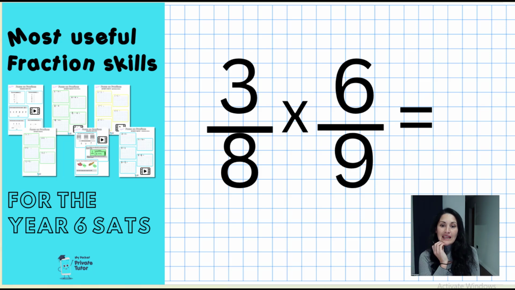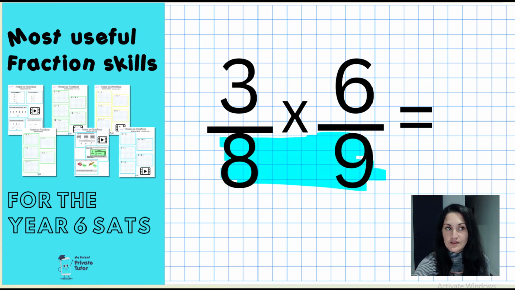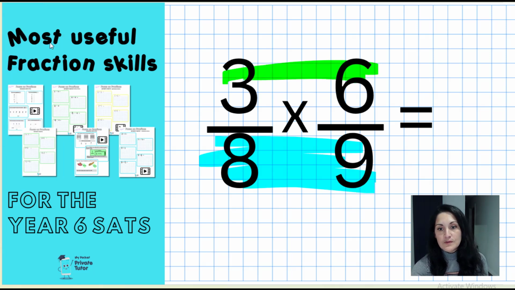Question 3, our multiplication. This is the loveliest of fraction skills, in my opinion, because we don't have to do any changing. Often children will look at this and think, oh, we need to find our common denominator, we're going to multiply 8 by 9 and change the whole fraction. We don't need to do that. With multiplying, you simply multiply the bottom and multiply the top. So we just do 3 times 6 is 18, and 8 times 9 is 72.